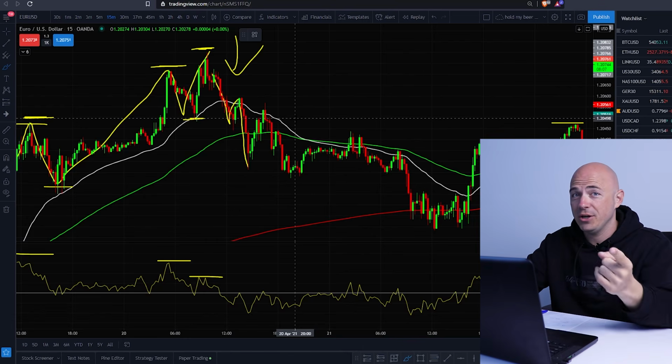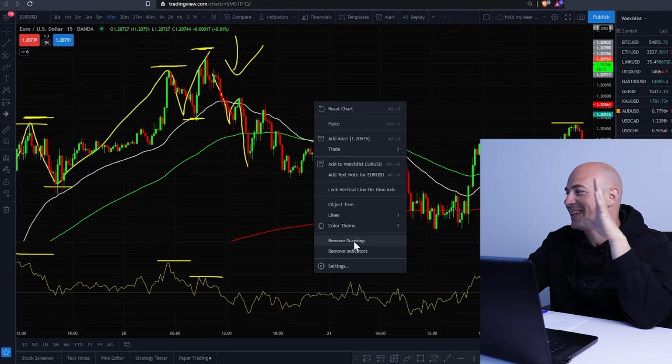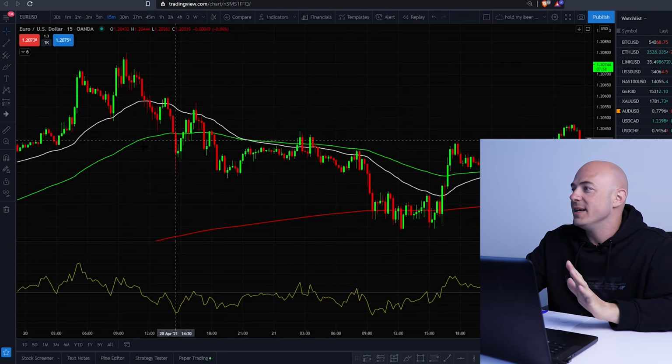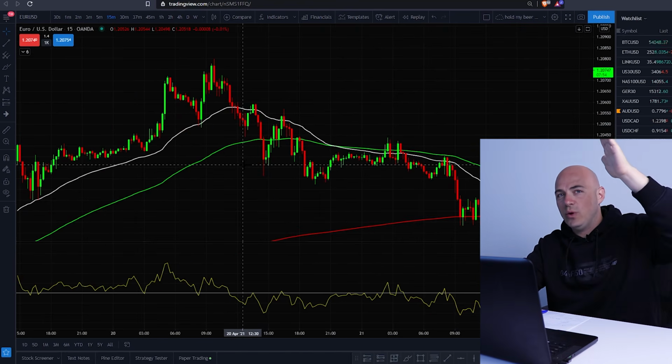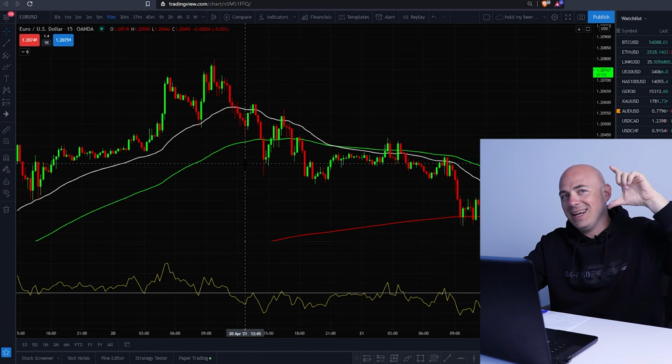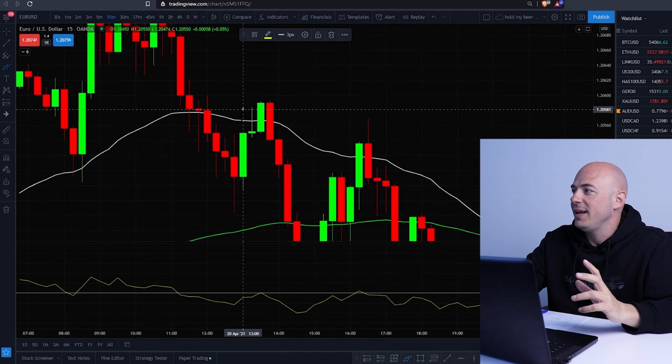Did you miss it? I'm gonna show you right here. Let me get rid of all of these drawings because it's looking super messy right now. But essentially a 3-line strike is 3 subsequent candles in one direction and then an engulfing candle in the opposite direction. And we got that right here.